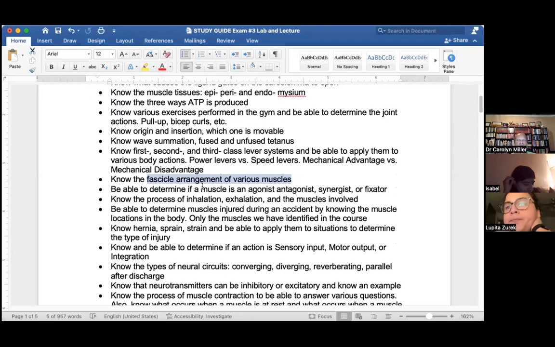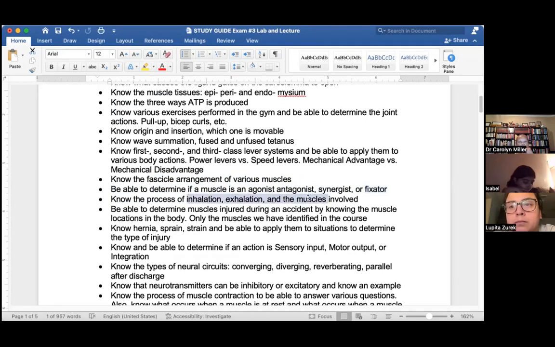So that's the fascial arrangements. Be able to determine if a muscle is an agonist, antagonist, synergist, or fixator. Remember, a muscle can be either one of those depending on what the prime action is. However, I'll key in on fixator. Our rotator cuff muscles are stabilizers and fixators. They fix the head of the humerus inside the shallow glenoid cavity. So they are both fixators and stabilizers.